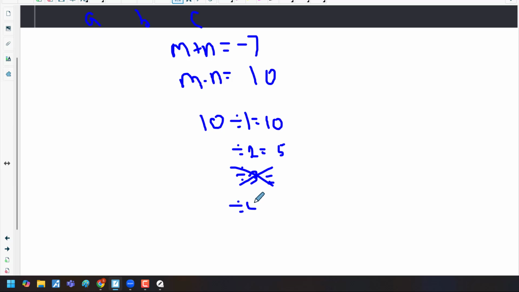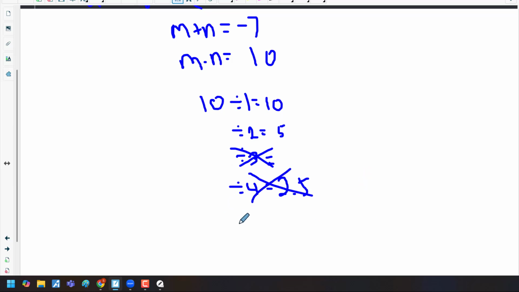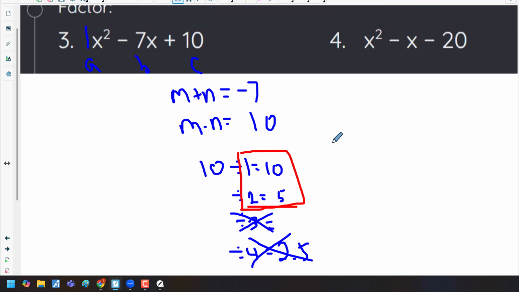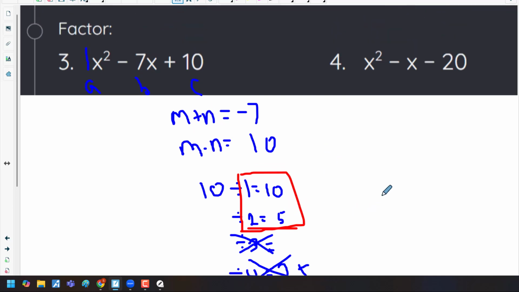10 divided by 4, well, it's going to be 2.5. But 2.5 is a decimal, so we don't like that. Skip. So you only write the whole numbers because we're looking for proper factors, right? We're not looking for decimals here. 10 divided by 5 is 2, and guess what? At this point, I can stop because the 2 and 5 and the 5 and 2 are repeating. So really, there's only these 4 factors of 10. And these only 2 sets of pairs. So 1 and 10 and 2 and 5.